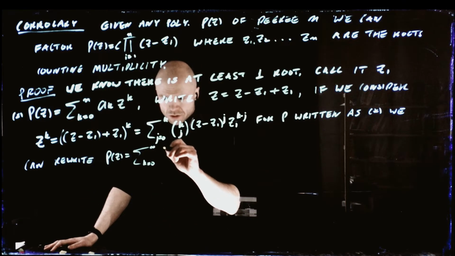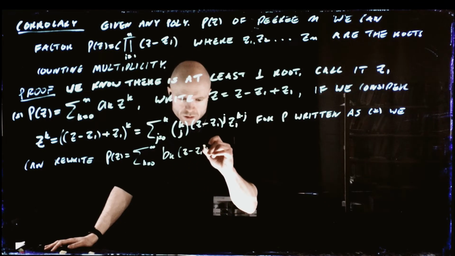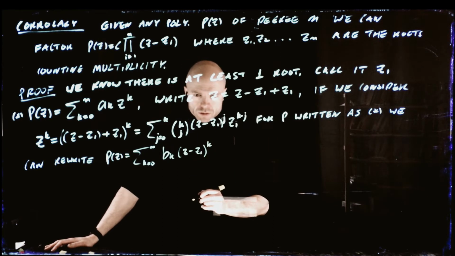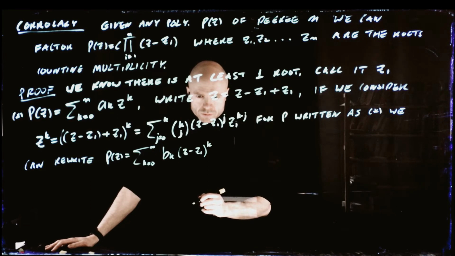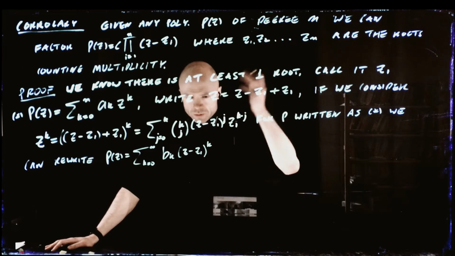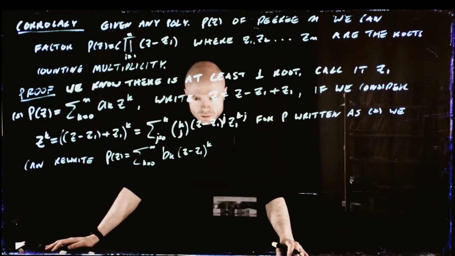Let's call these coefficients now bk, for some other coefficients bk. The bk will be written in terms of z1, but z1 is whatever. It's already just some number. It's just fixed. Do you see what I mean?